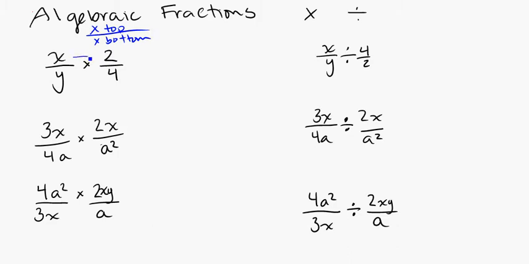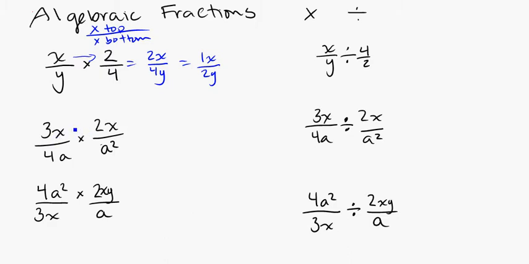So we times straight across. x times 2 gives me 2x, and y times 4 gives me 4y. And then I check if I can simplify. And here I notice that 2 over 4 simplifies to 1/2. Now you could write that also as just x over 2y. Both expressions would be correct. 1x or just x.